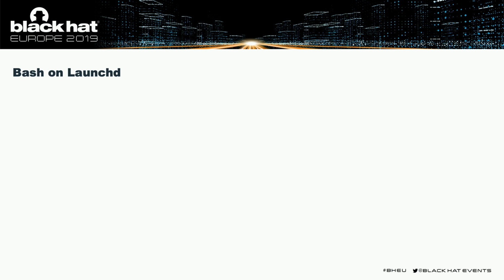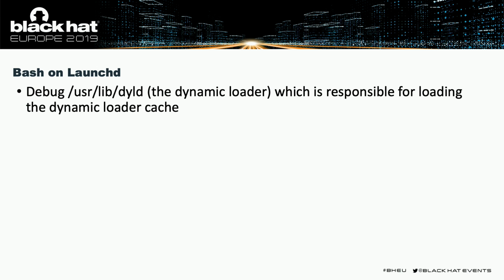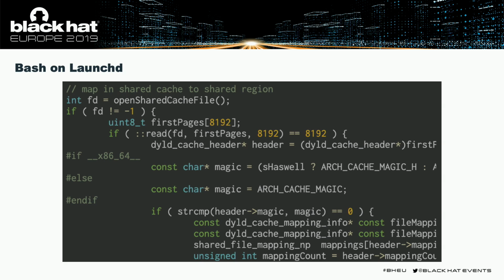So in order to understand this issue, we started debugging the dynamic loader, which is the user mode code responsible for loading the dynamic loader cache file. Now, since we have GDB attached to our QEMU instance, we can actually debug the code that is running on it. So it's good that the dynamic loader is open source, so we can just start debugging before the call to the function open shared cache file, which is responsible for loading the dynamic loader cache file.